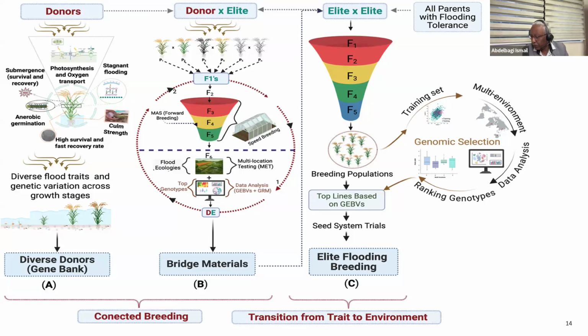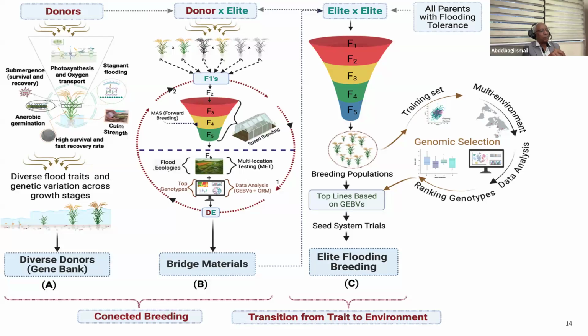Especially, you can also use genomic estimated values that we will be able to generate from the data that we generate at the beginning. This material forms what we call donor elite lines, or you can call it bridge material. And this bridge material now, it's a continuous cycle. We'll continue producing these, and they will be available continuously.